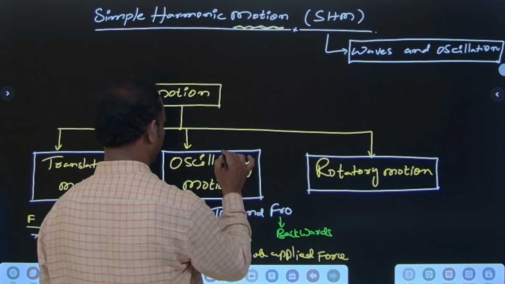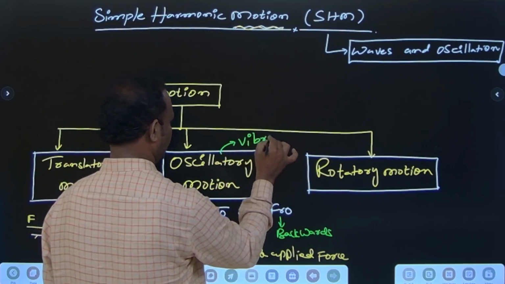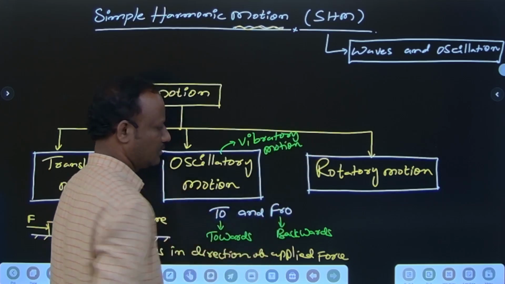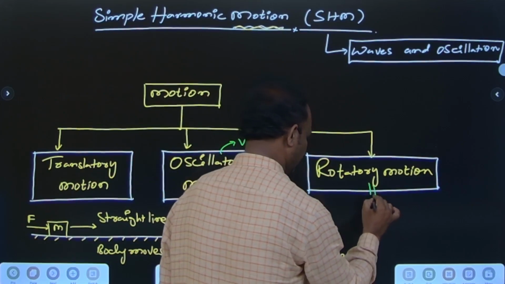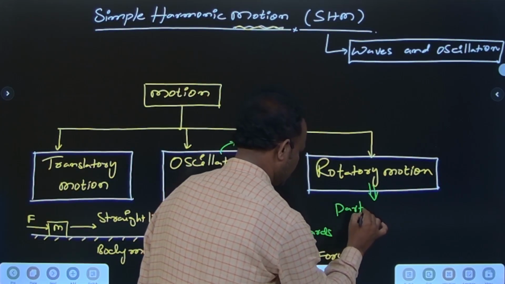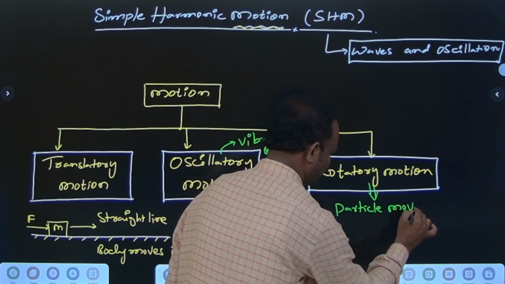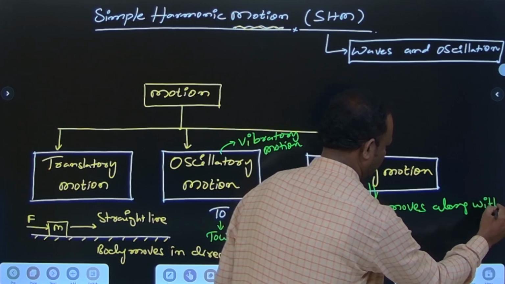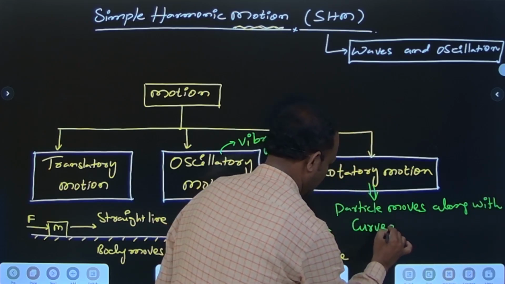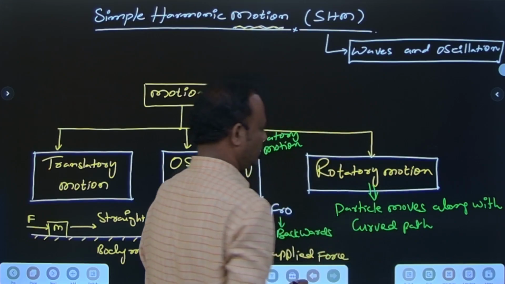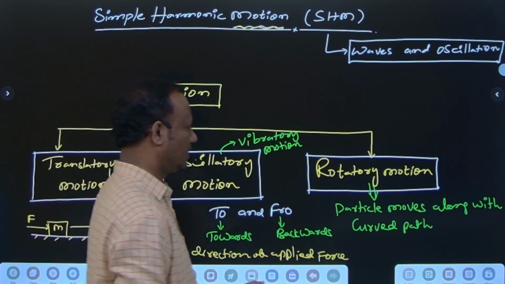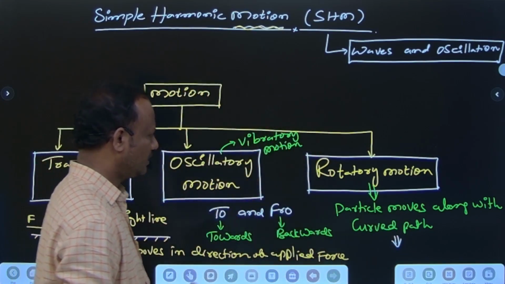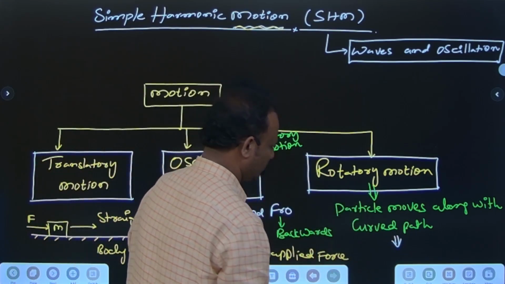Also we can say vibratory motion. Rotatory motion is when the particle moves along a curved path. When the particle is moving along a curved path, translatory motion is converting into rotatory motion.